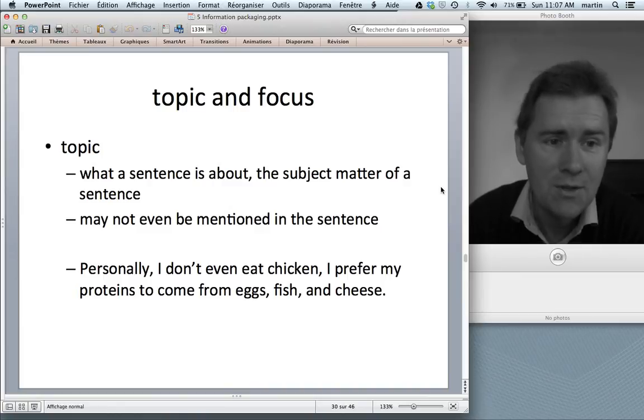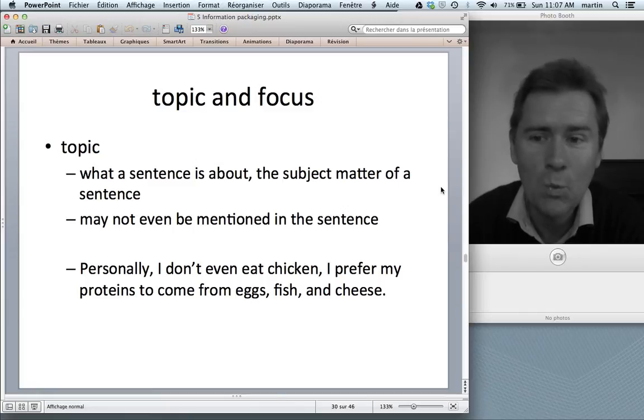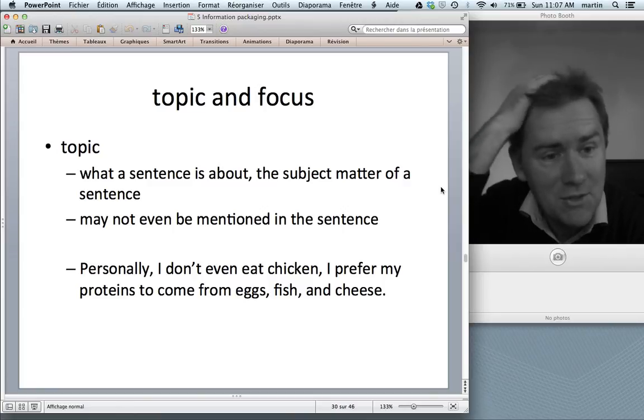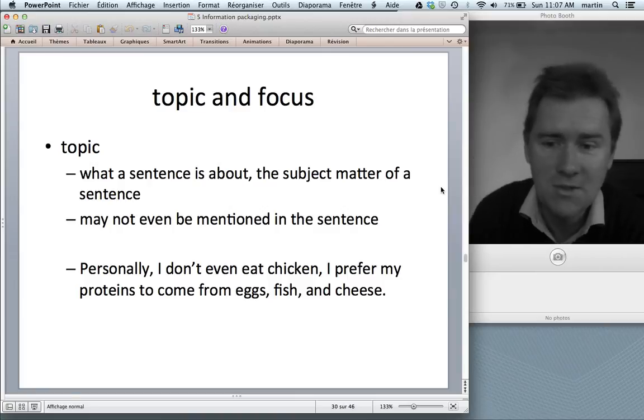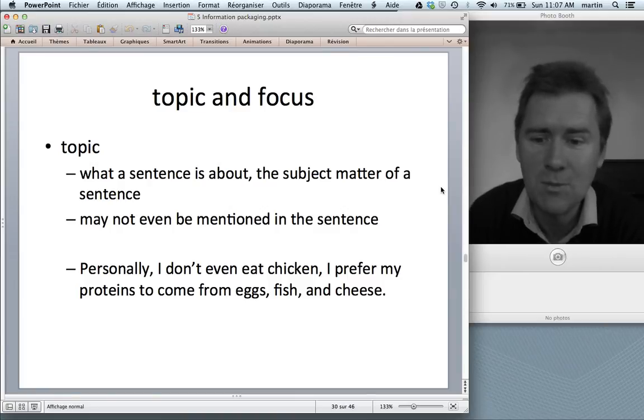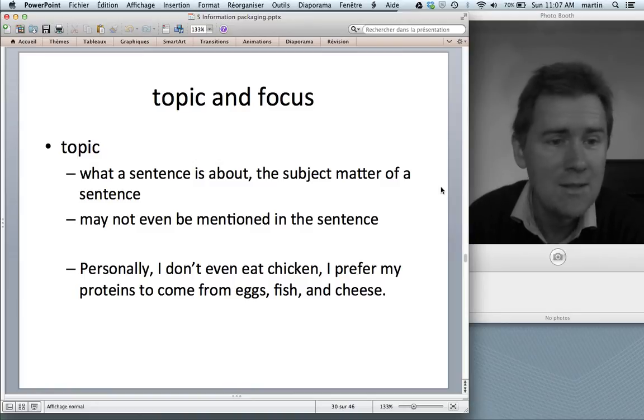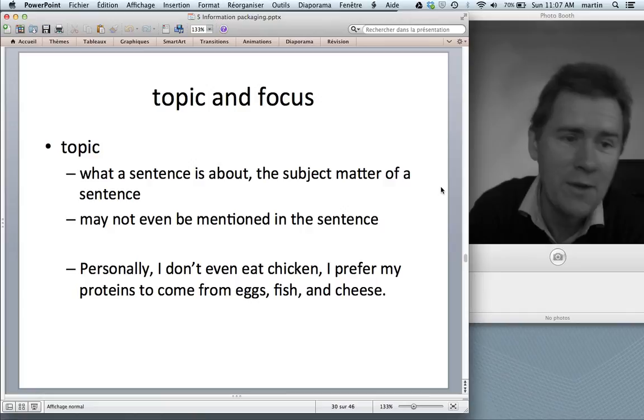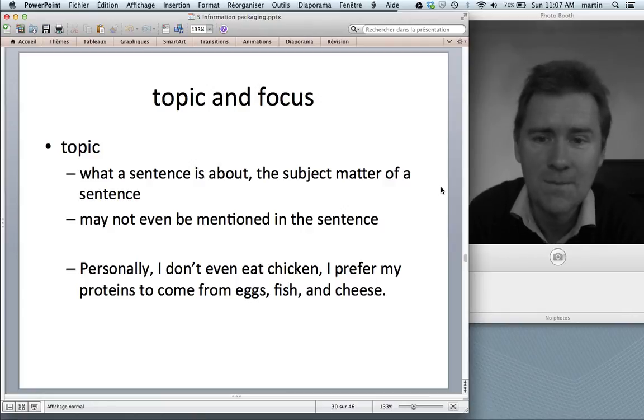Here I give you the definitions from Knut Lambrecht again, and he defines topic as that what a sentence is about, the subject matter of a sentence. And this is tricky because sometimes the topic may not even be explicitly mentioned in the sentence. Consider an example such as, personally, I don't even eat chicken. I prefer my proteins to come from eggs, fish, and cheese. What is that sentence about? Is it about chicken? Is it about eggs or cheese or about proteins? Most likely it's about something like eating habits, and eating habits, so the word habit, is nowhere to be found in that sentence. Topic.